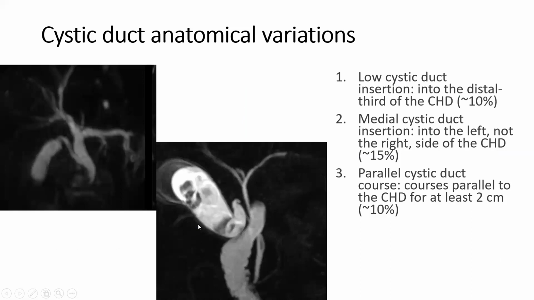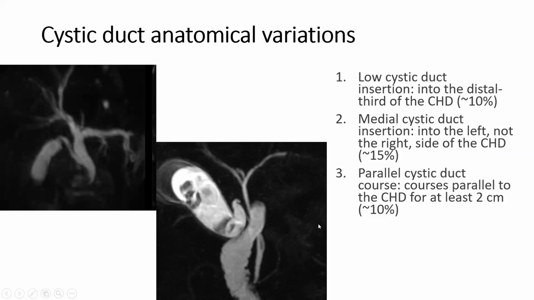So there are also cystic duct variations. At least 3 of them are there. You can have a low cystic duct variation into the distal third of the CBD, generally joins the right side of the CBD. Then you have another variation where you have a medial insertion of cystic duct that goes and inserts into the left side of the CBD.